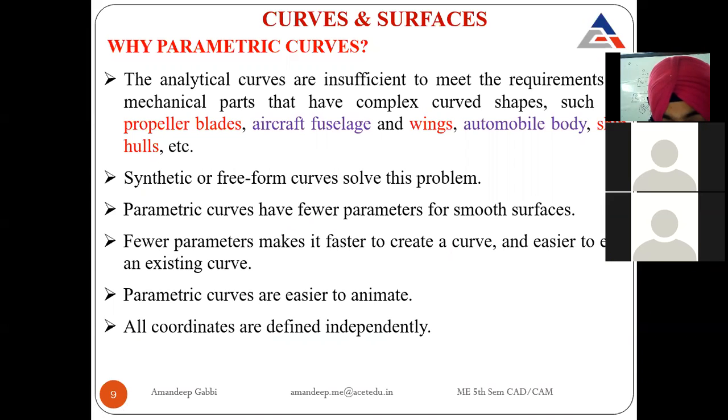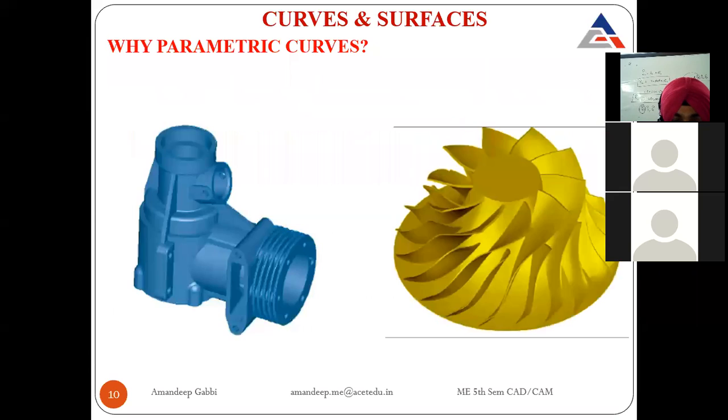Parametric curves are easier to animate. It is very easy to animate a parametric curve, because all coordinates are defined independently. All coordinates x, y, z are defined independently in terms of the fourth variable u. So this is why we use parametric curves, why we use synthetic curves.